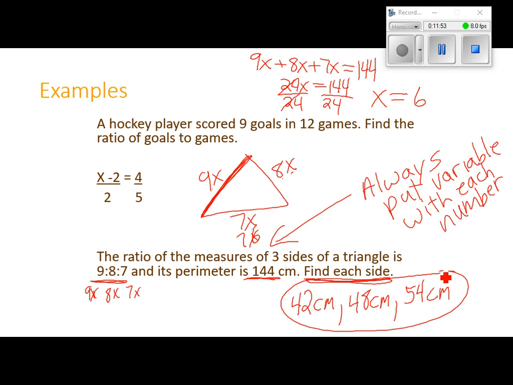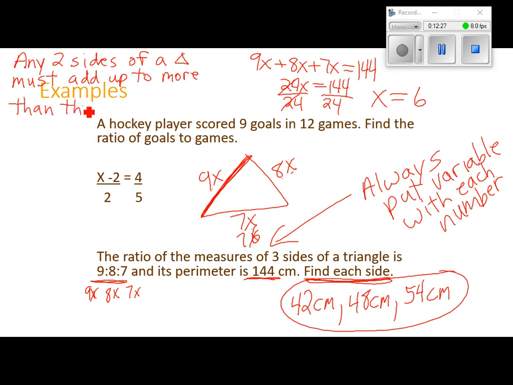We may have skipped this, so I'm going to say this just real quick. You might want to write it down in your notes there somewhere. This is a rule about triangles. Any 2 sides of a triangle must add up to more than the 3rd side. Yeah, I'm pretty sure we did it because I remember putting it on the board up here.